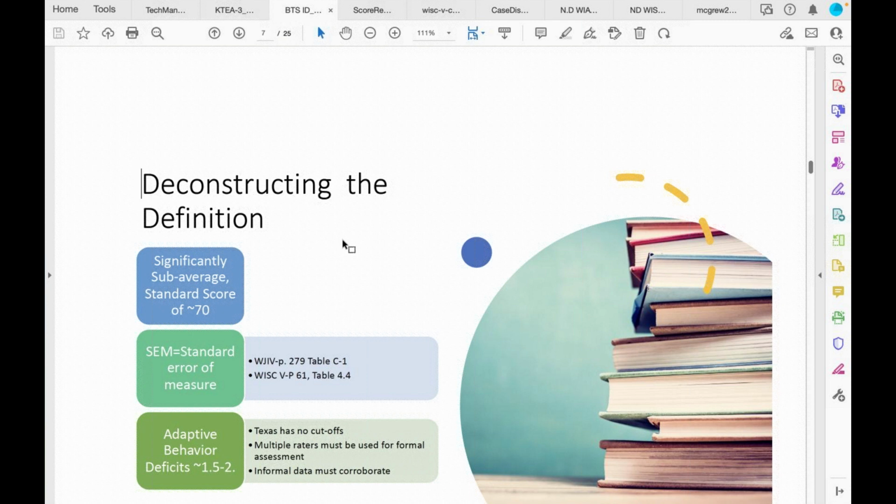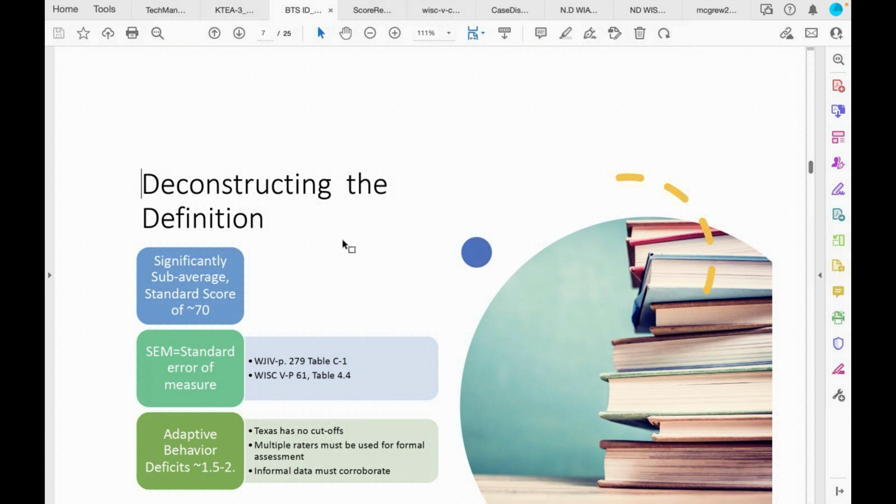All right, so let's talk about adaptive behavior real quick, and then we're going to move on. Adaptive behavior. Texas does not have a cutoff. There is nothing in the regulations that says it; it says 2 concurrent deficits. And what is a deficit? Well, it means that it's not intact, it's not functioning properly, or it's not consistent with the age of the child. But there's no cutoff.